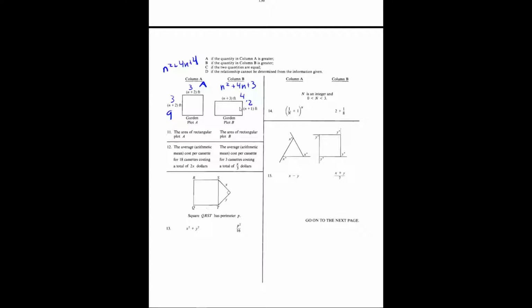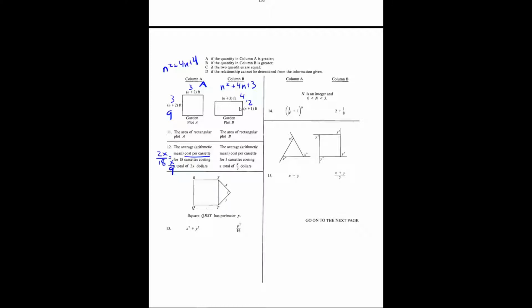Number 12. The average arithmetic mean cost per cassette for 18 cassettes costing a total of $2x. Now if we pay attention to this, cost per cassette, that means we want the cost in the numerator per the cassette number in the denominator, which means we're going to have 2x over 18. And when we simplify, we're going to divide both of these by 2, and we're going to get x over 9.